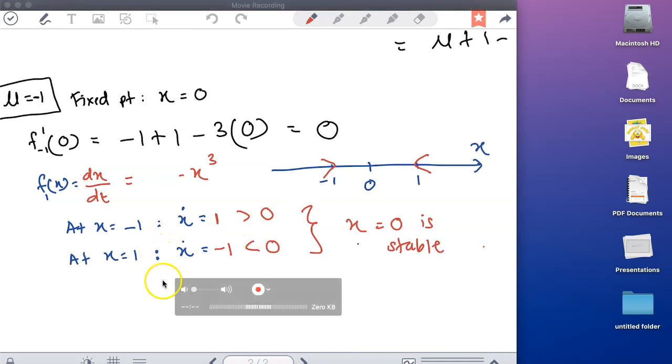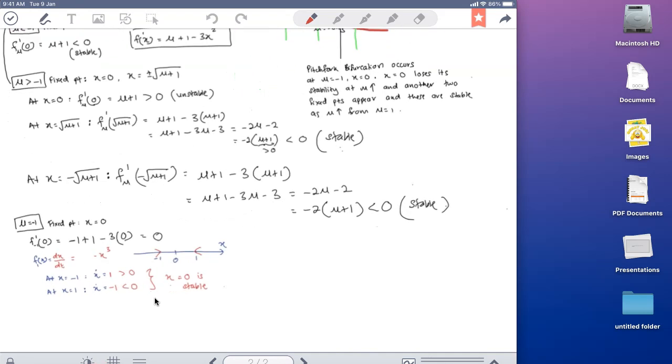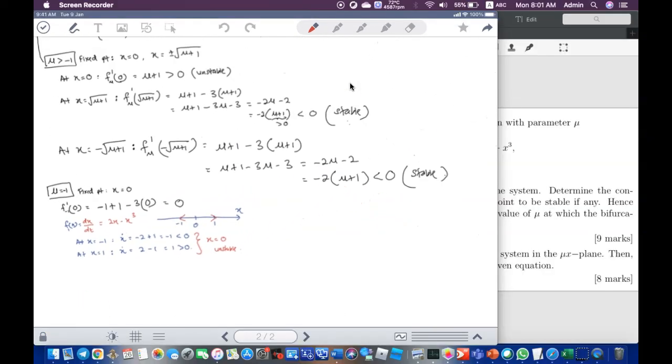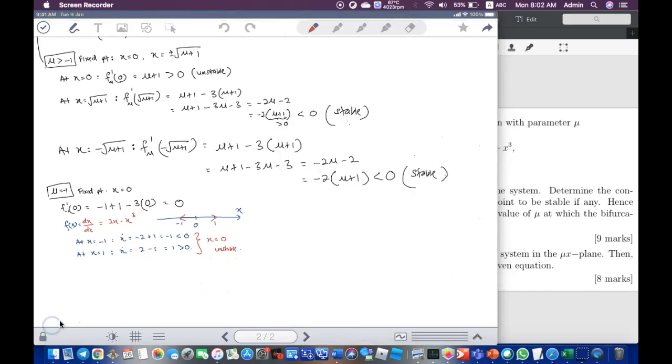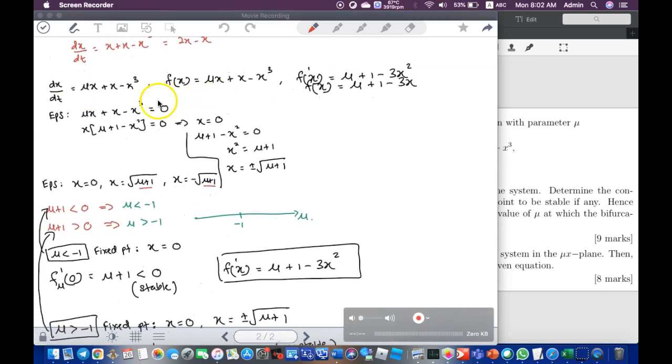So next, we have checked all of them. Now we want to obtain the bifurcation diagram, so we draw everything, which is the next question: sketch the bifurcation diagram for the mu-x plane. Okay, mu-x plane. To sketch the bifurcation diagram, again, as I mentioned just now, you have to look at how you get the equilibrium point.